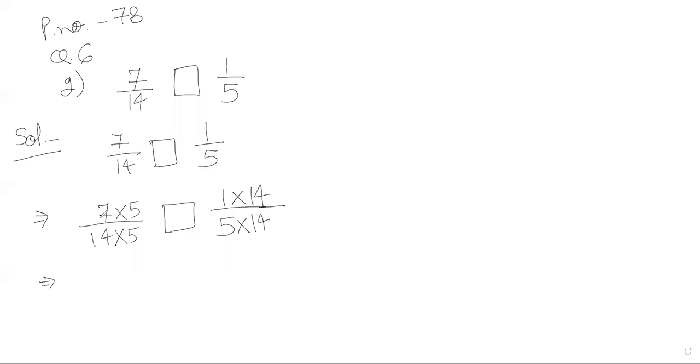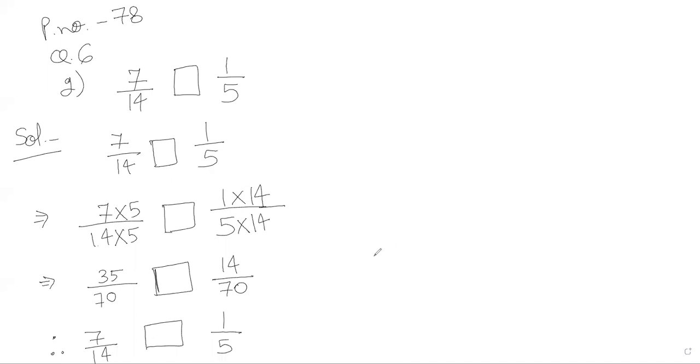Now solve the left side. 7 into 5. 7 5s are 35. And 14 5s are 70. Now solve the right hand side. 1 into 14 is 14 upon 5 into 14 is 70. Now see, are the denominators equal now? Yes or no? Yes. Now denominators are equal.